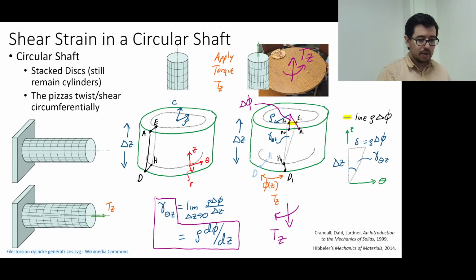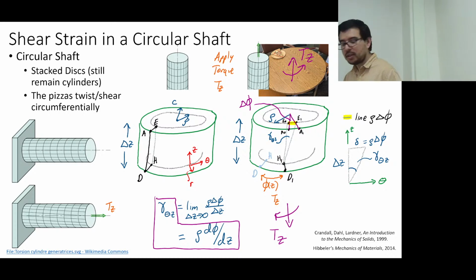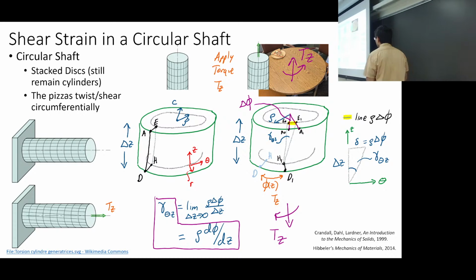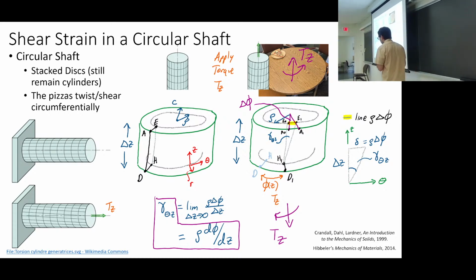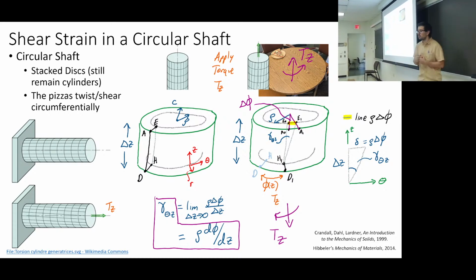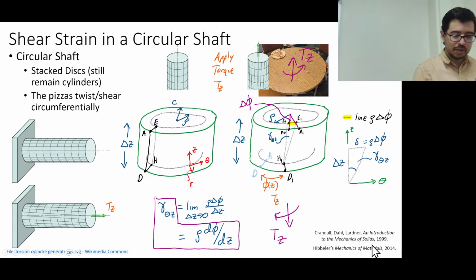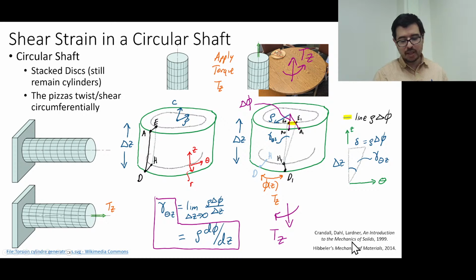So now, how in the world does that relate to something that we've been talking about? Now we're going to try to merge shear strain with a shaft. Bear with me, and I'm going to use the mouse for this. This is from Crandall, Dahl, and Lardner. This is the book that I used when I was taking mechanics.